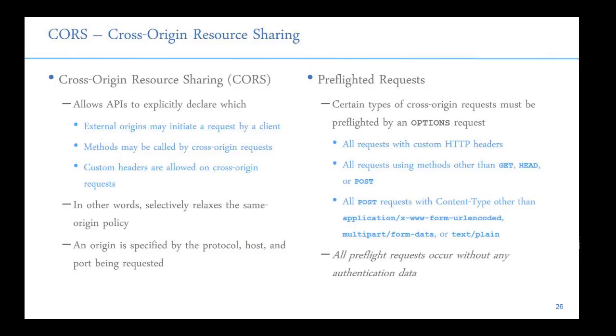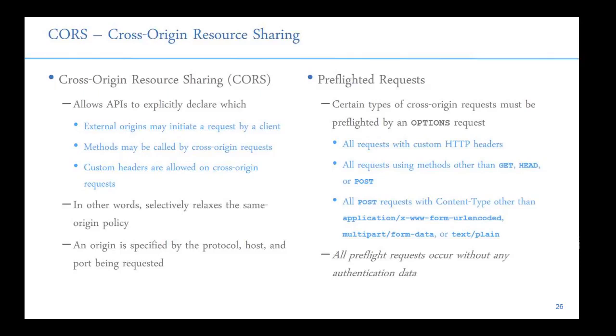And basically what's happening is it's selectively relaxing same origin policy, so that you can have a little more robust functionality. And just to clarify, an origin is specified by the protocol, host, and port that's being requested. So all three of those have to be the same in order to not run into CORS issues. But if any one of those changes, then you start running into a CORS policy.